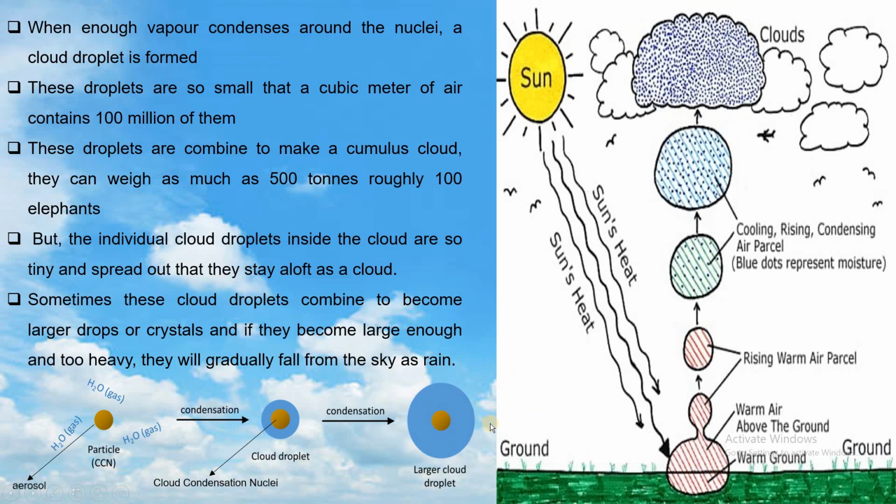Okay, this is how it generally happens. When this rain droplet has sufficient weight to get sufficient falling velocity, it will fall down from the sky in the form of rain due to the Earth's gravity. Okay, this is how generally a cloud forms and precipitation occurs.